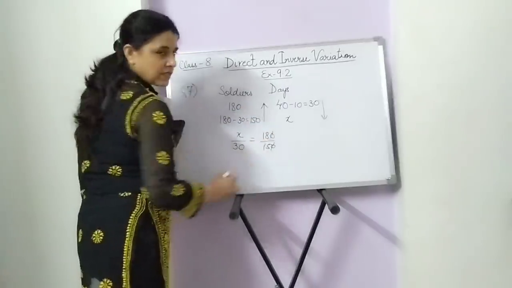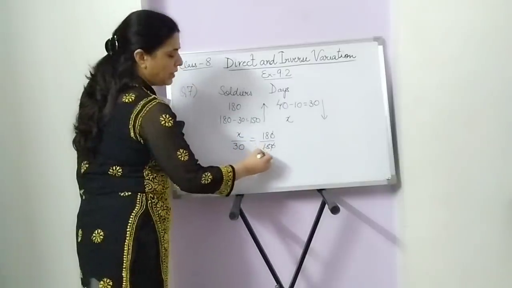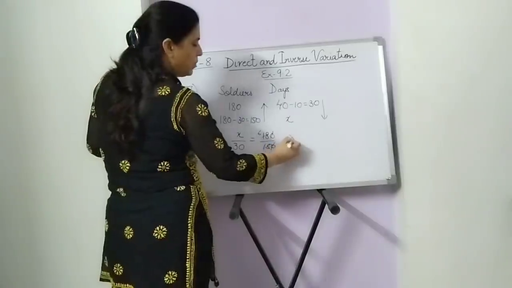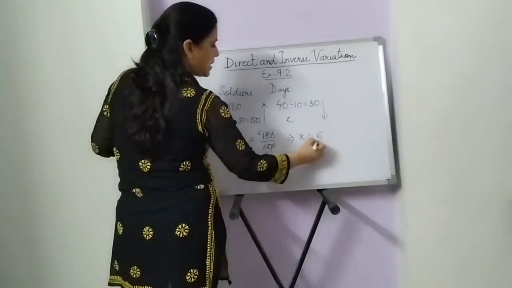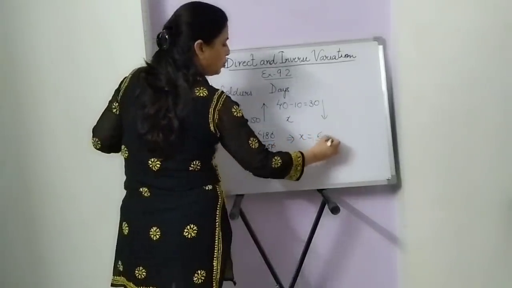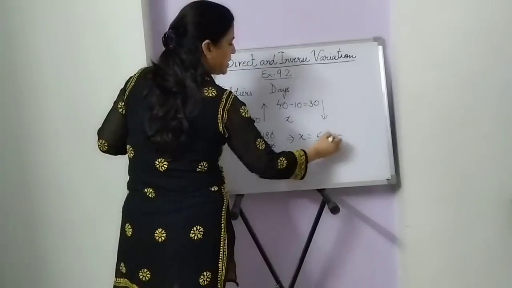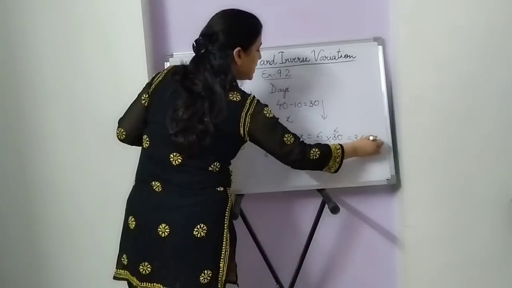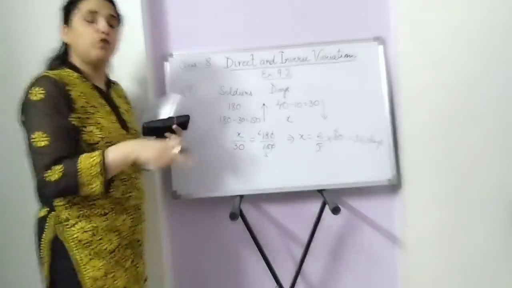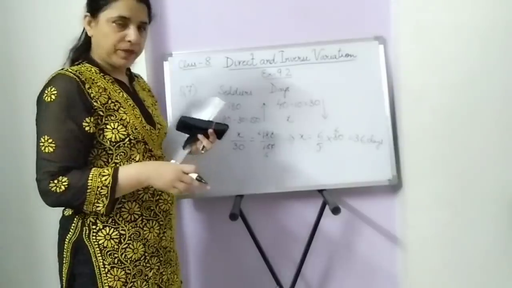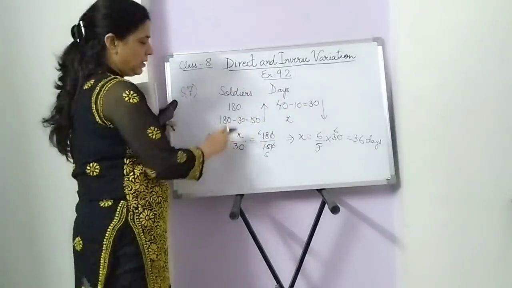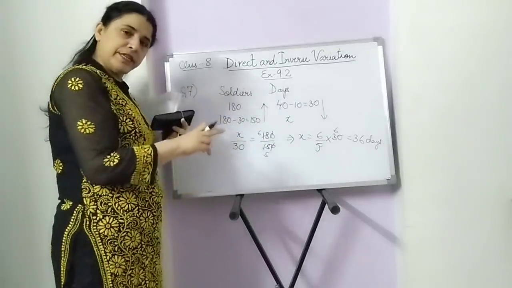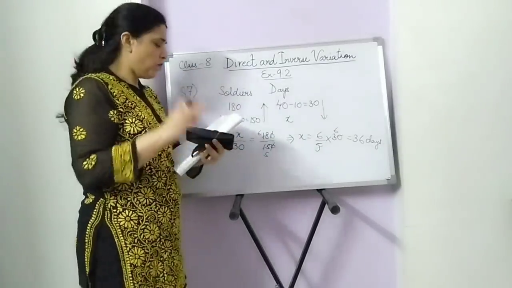Cancel this: 3 5s are 15, 3 6s are 18. So x is equal to 6 upon 5 into 30, that is 36 days. 36 days is the number of days for which the leftover food will be used. See, it is more than 30 now. The soldiers are decreasing and the days are increasing.